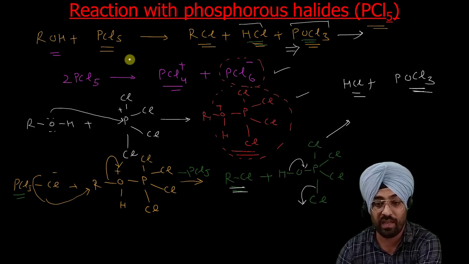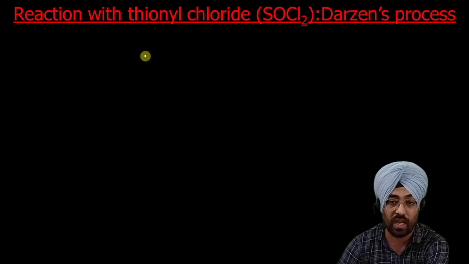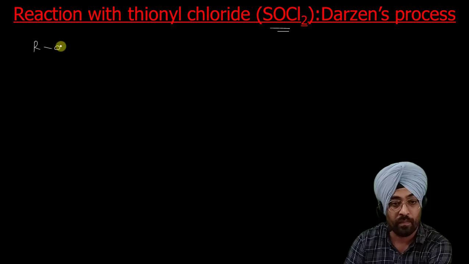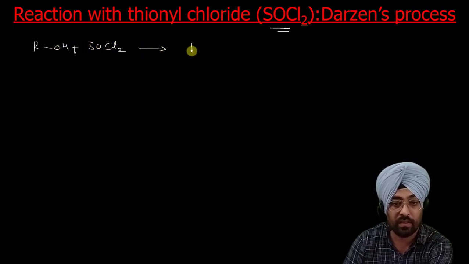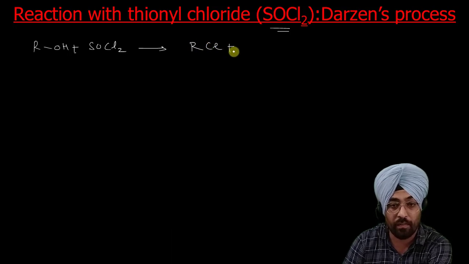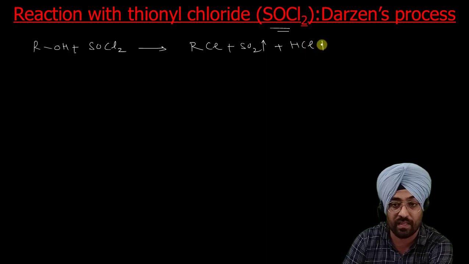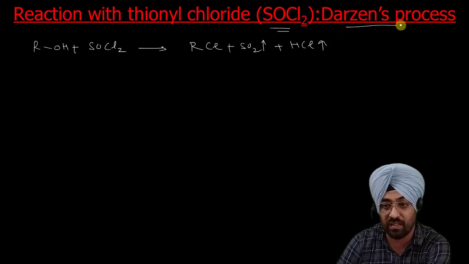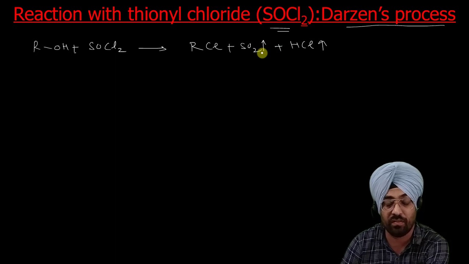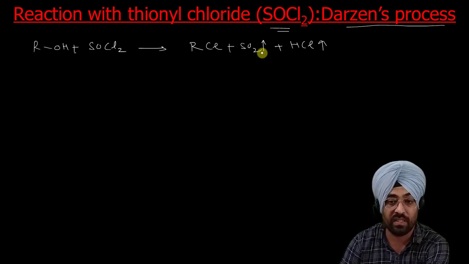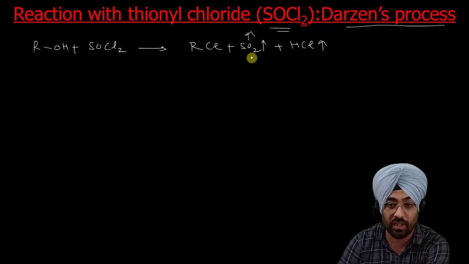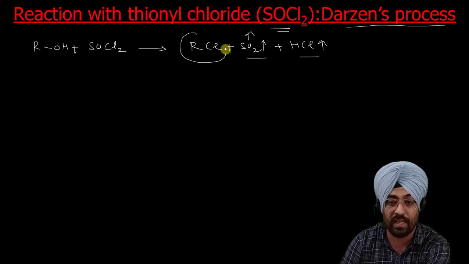Similar to this, we have another chlorinating reagent called thionyl chloride, SOCl2. The reaction of alcohols with SOCl2 gives RCl plus SO2, which is a gas, plus HCl, which is also a gas. This process is called Darzens' process, and the advantage of this process relative to previous processes is that SO2 and HCl are both gases, so they can be boiled off very easily and we get pure alkyl halide.